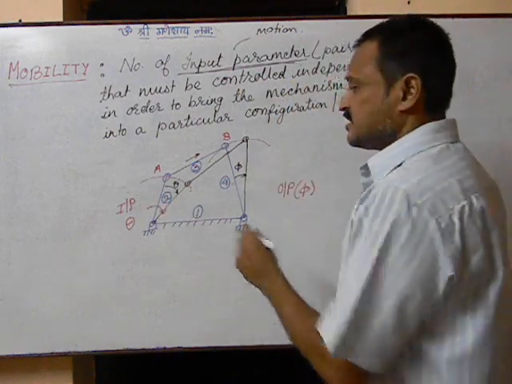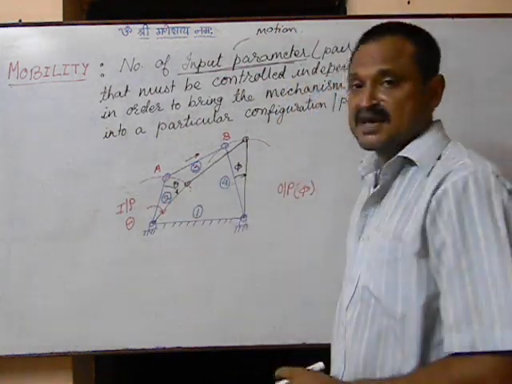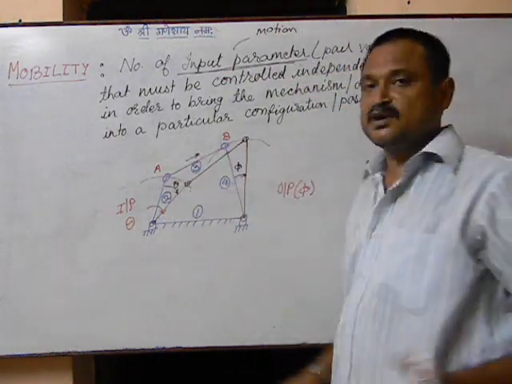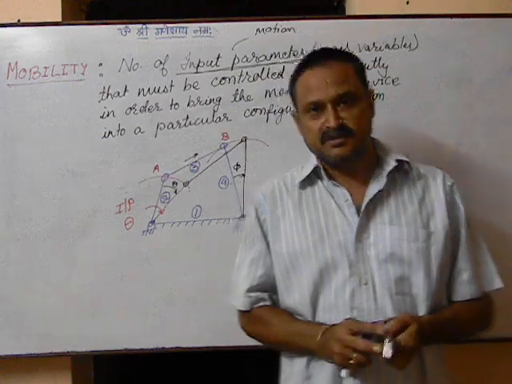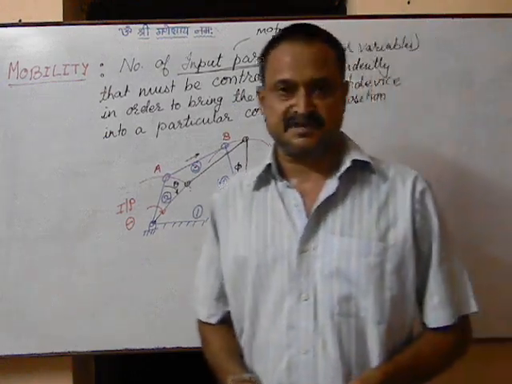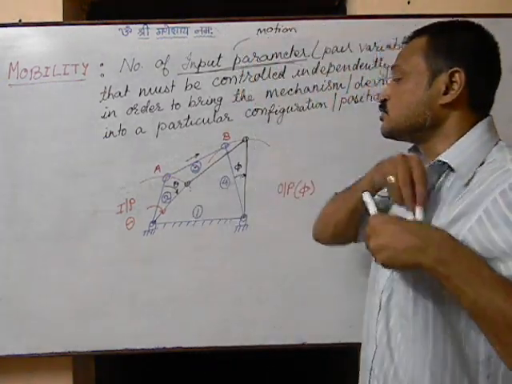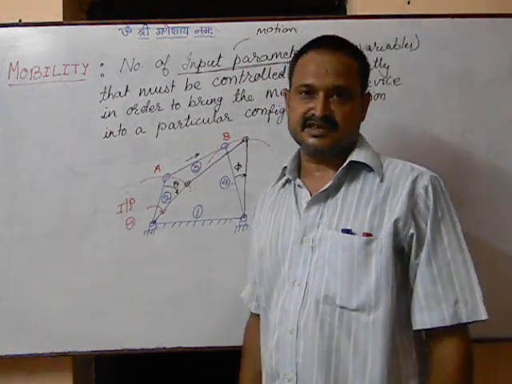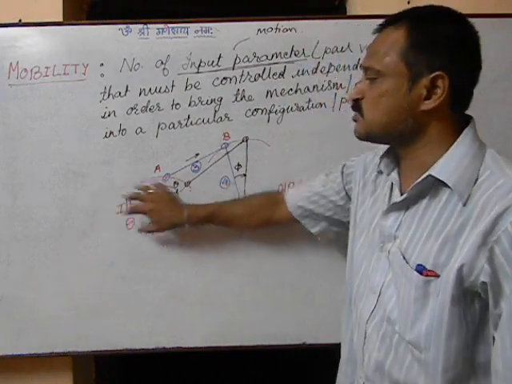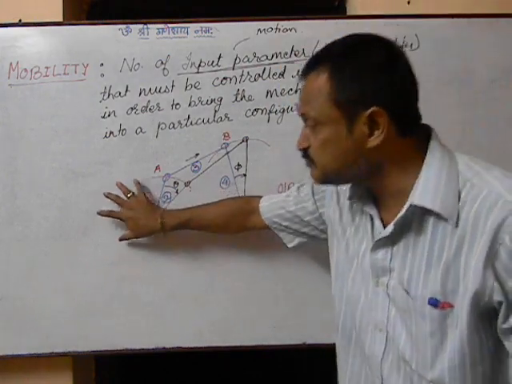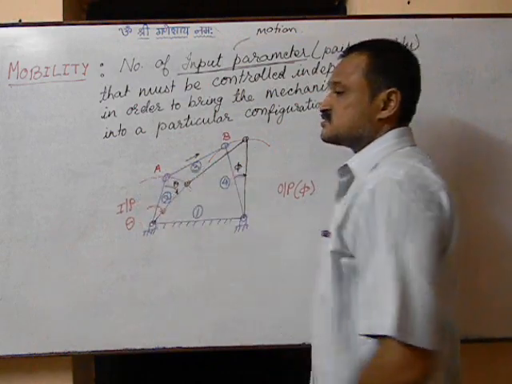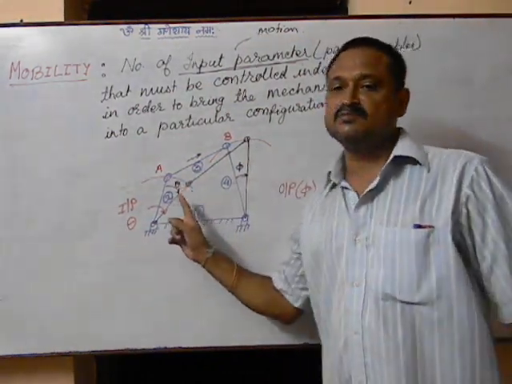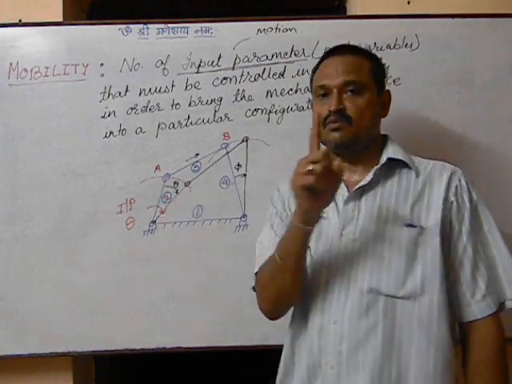And what is happening in the case of this 4-bar mechanism: the moment I turn link 2, all these members are going to execute certain motion, or they are going to receive certain motion. Right? So to achieve phi, I need only one input motion. So how many independent motions do I need? Only one. So I'll say that the mobility of this is 1.